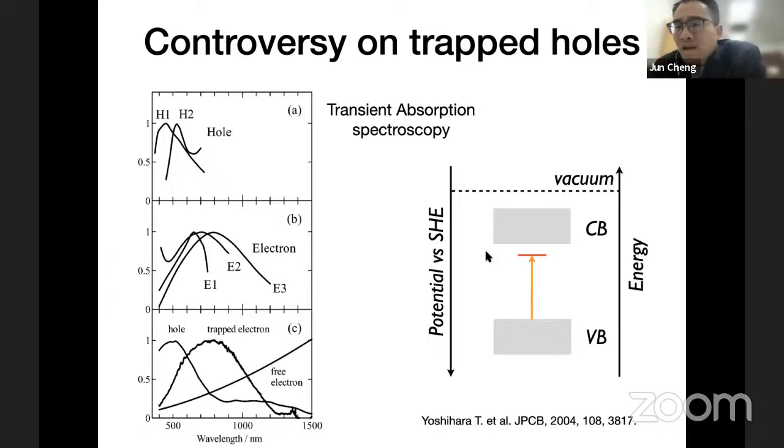So the two different experiments seem to give a contradictory result. On the one hand, the hole cannot be trapped at all. On the other hand, the trapped hole is not really oxidizing, and doesn't have enough power to oxidize, for instance, a pollutant.